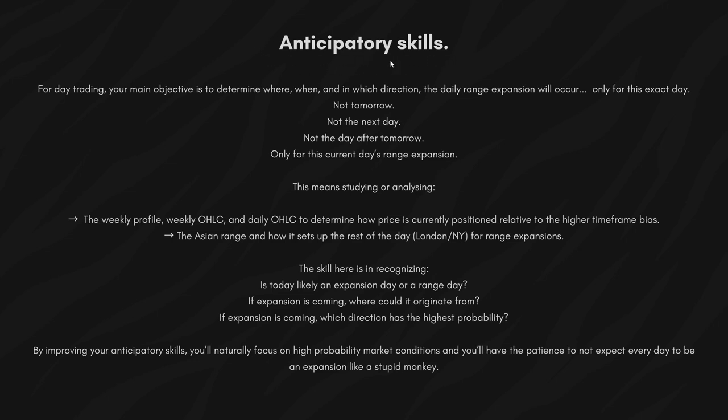Now, the way I would define this term is that anticipatory skills or anticipation skills are your ability to look at the market or the trading asset that you're trading at the start of the day and make an educated, informed, and probabilistic judgment, or basically a probabilistic guess, about where expansion is most likely to occur, meaning in which direction expansion is most likely to occur for today, when that expansion is most likely to happen, and most importantly, is expansion for today even likely?